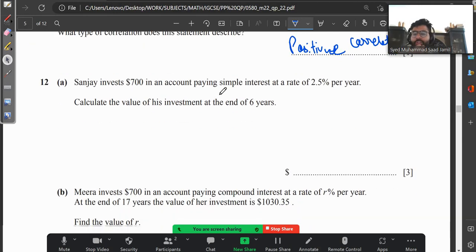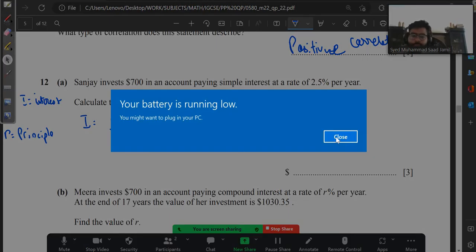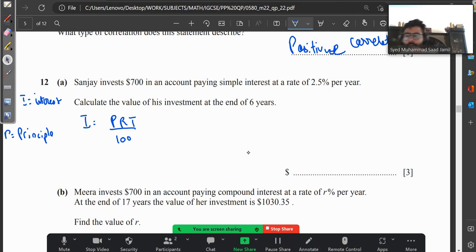Moving on to the next question, it says Sanjay invests $700 in an account paying simple interest at a rate of 2.5% per year. Calculate the value of his investment at the end of 6 years. Okay? This is simple interest. The formula for simple interest is I equals PRT upon 100. I basically refers to the interest you earn. P is equal to principal amount. R is rate, rate of interest basically.